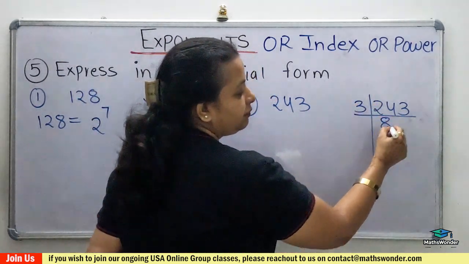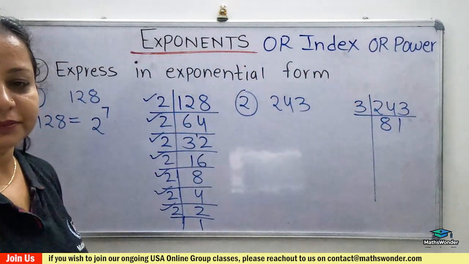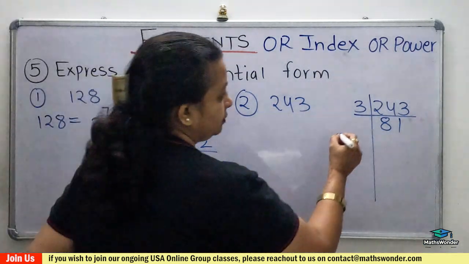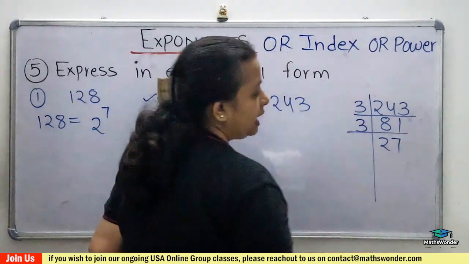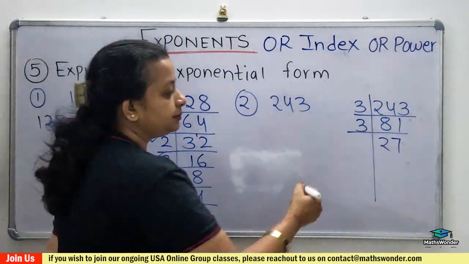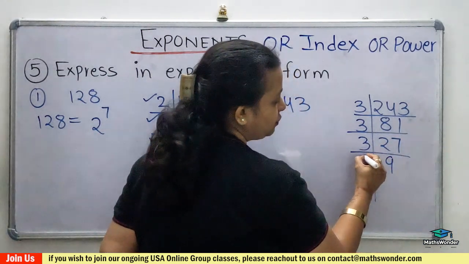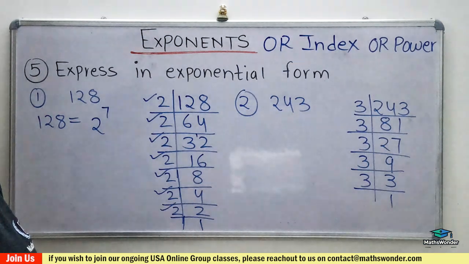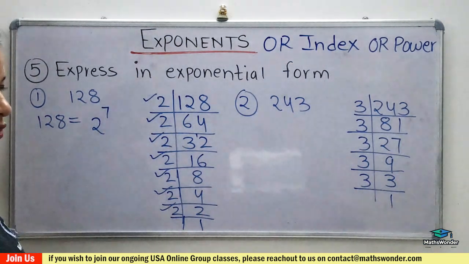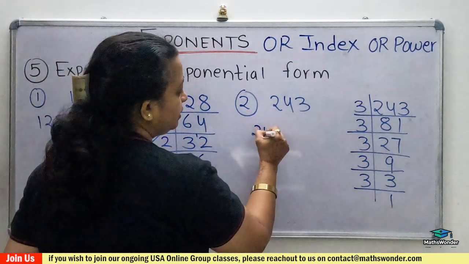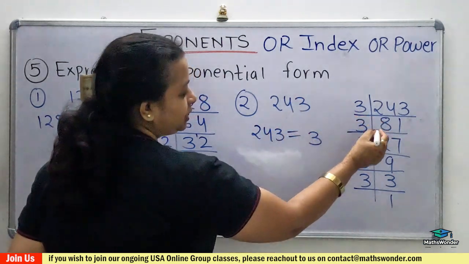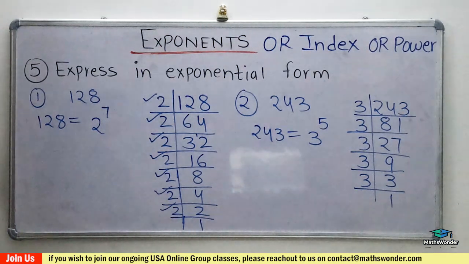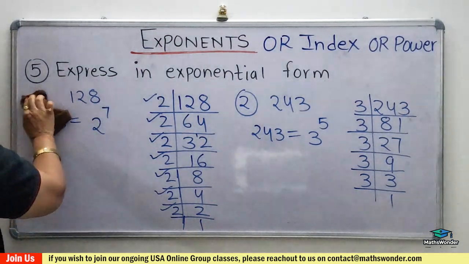3 times 8 is 24. 3 times 1 is 3, isn't it? Next. 3 times 27 will be 81. 3 times 9 is 27. 3 times 3 is 9 and 1. The process continues, and when we get 1, then we can stop. So 243, you can write it in the exponential form, 3 raised to the power 5, because we have five 3s. Got it?